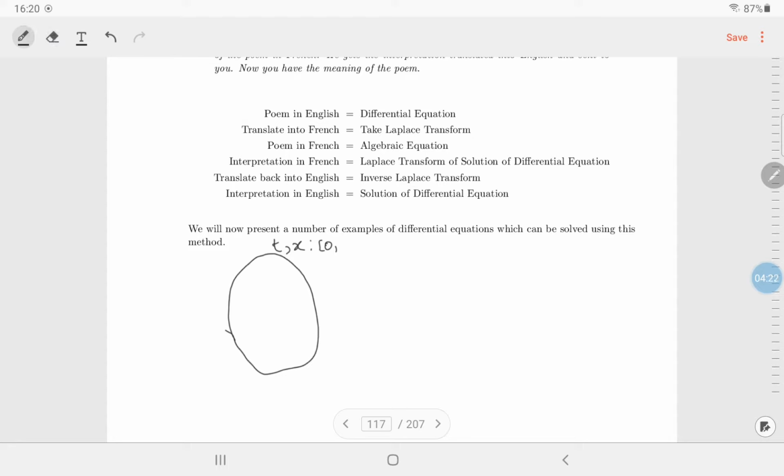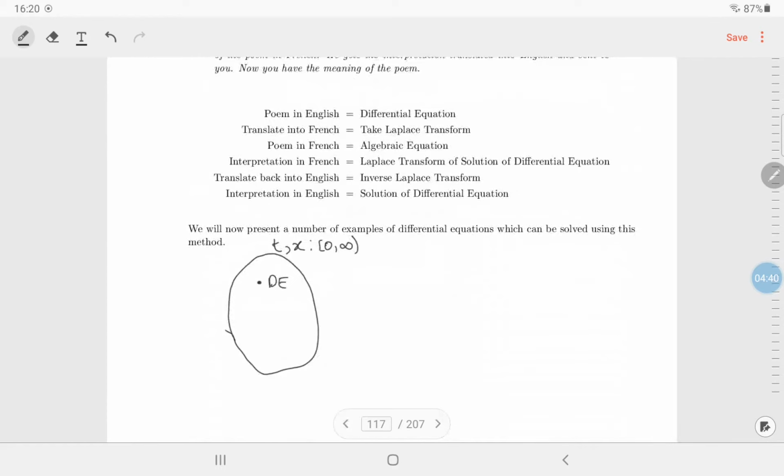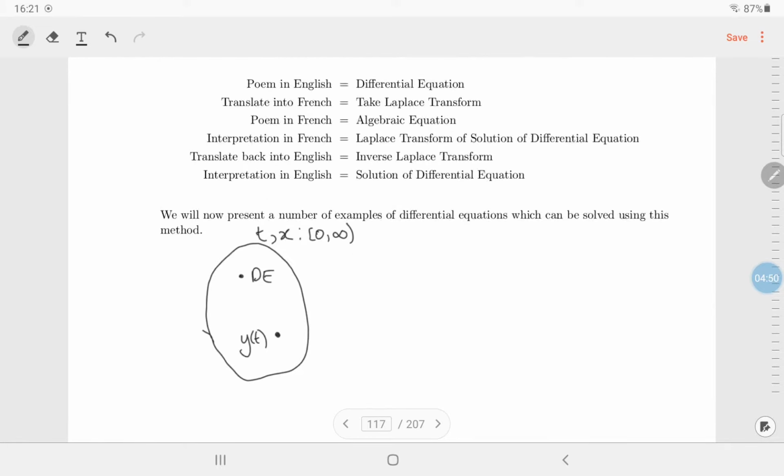Now that's kind of complicating things, but I'm just saying, it could be time, which can go up to infinity, and x, which will be a distance along the beam. And what you have in here is a differential equation. Now the differential equation is this at the top. What you want to do is find the solution of that, y of t, and it might be difficult to do that for various different reasons.